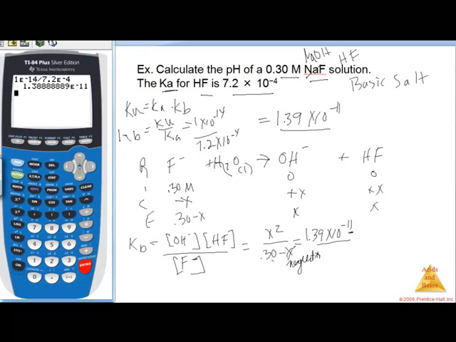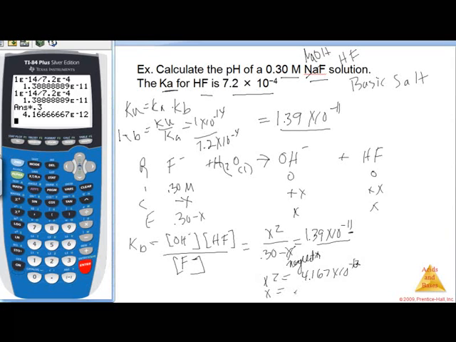So I end up with X squared is equal to 1.39 times 10 to the minus 11. So I'm just going to take this and punch it over here. Enter, times 0.3, and I end up with 4.167 times 10 to the minus 12 is X squared.